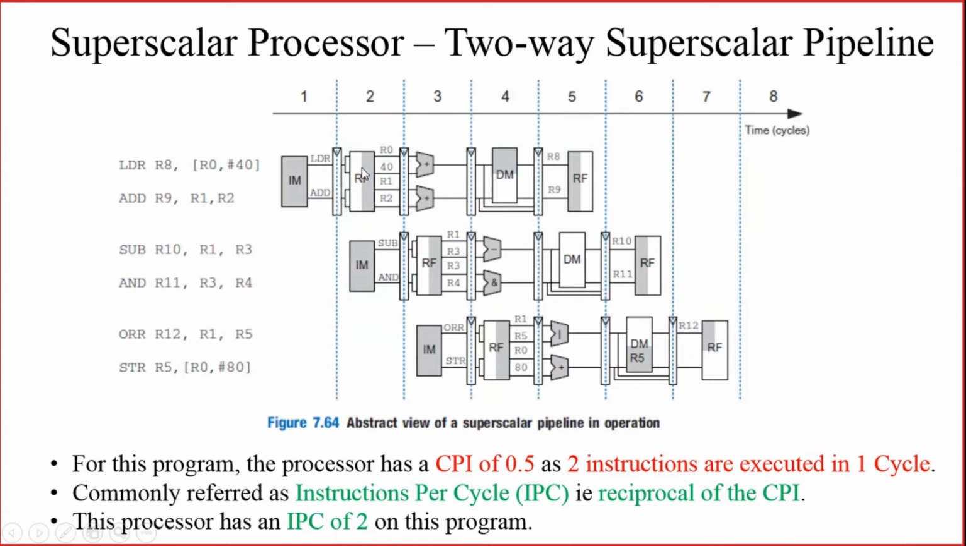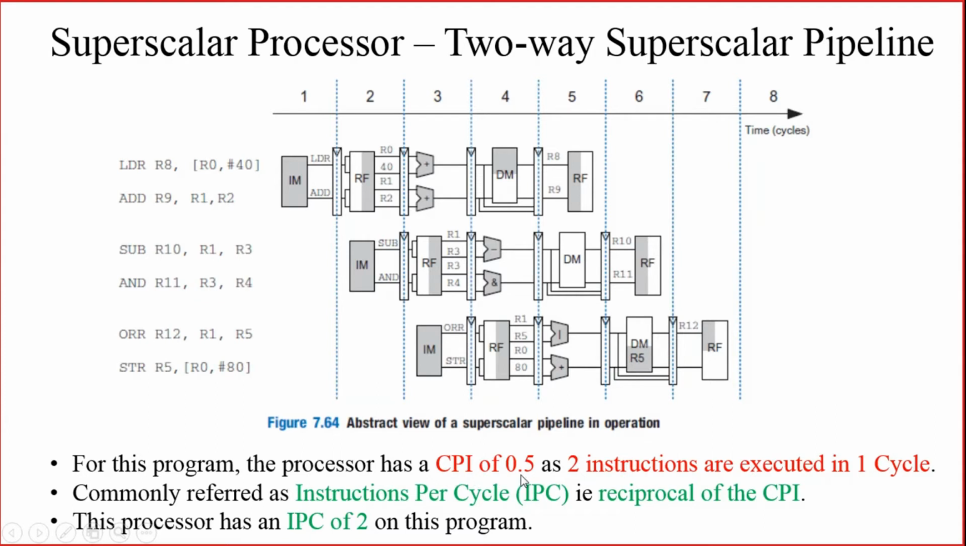The reading is done in the second half of the cycle, so that portion is shown in gray color. Writing is done in the first half of the cycle, so that portion is shown in gray color. This is how a normal superscalar processor works. For this program, the processor has cycles per instruction of 0.5.